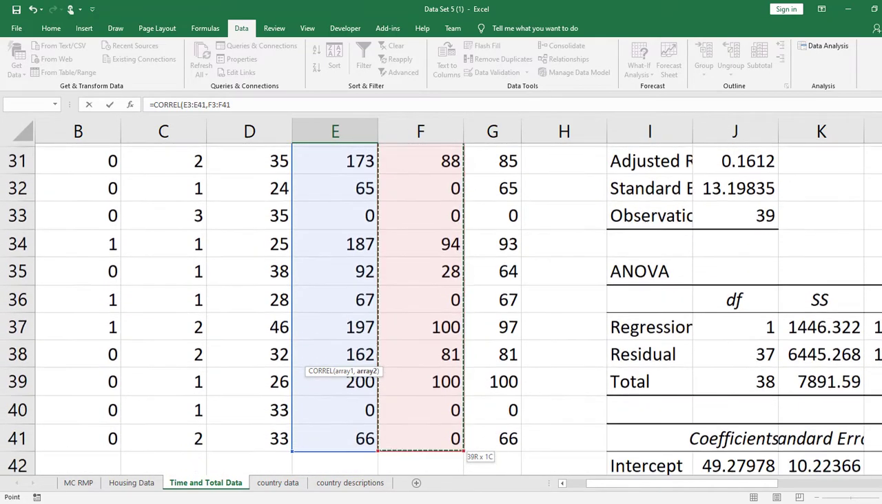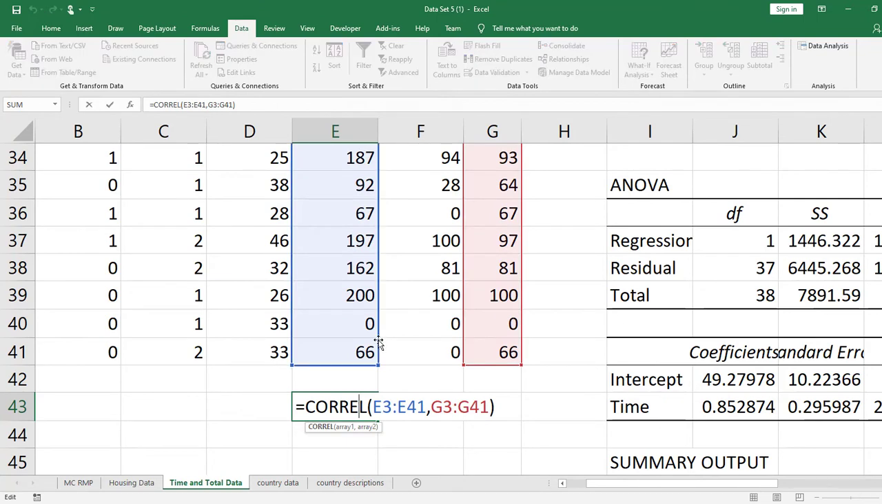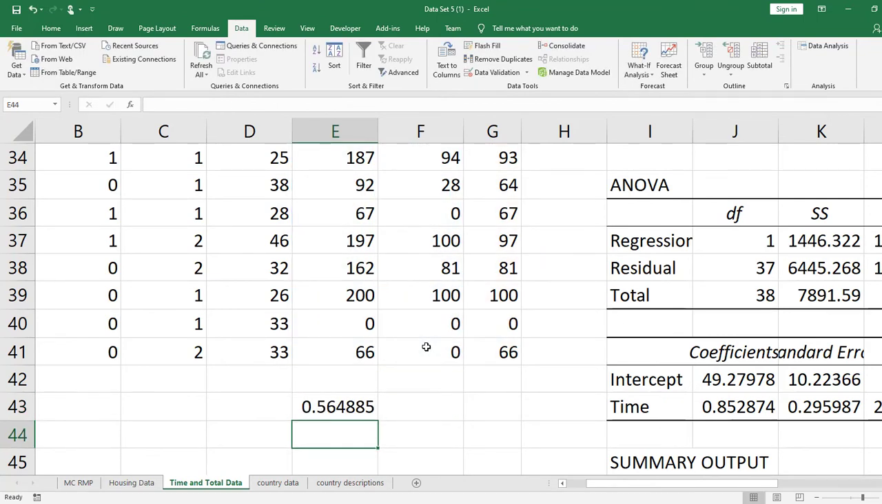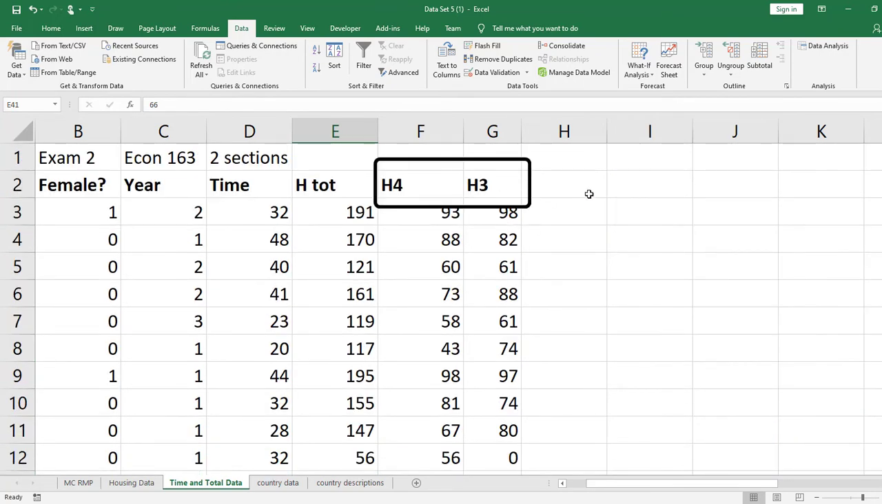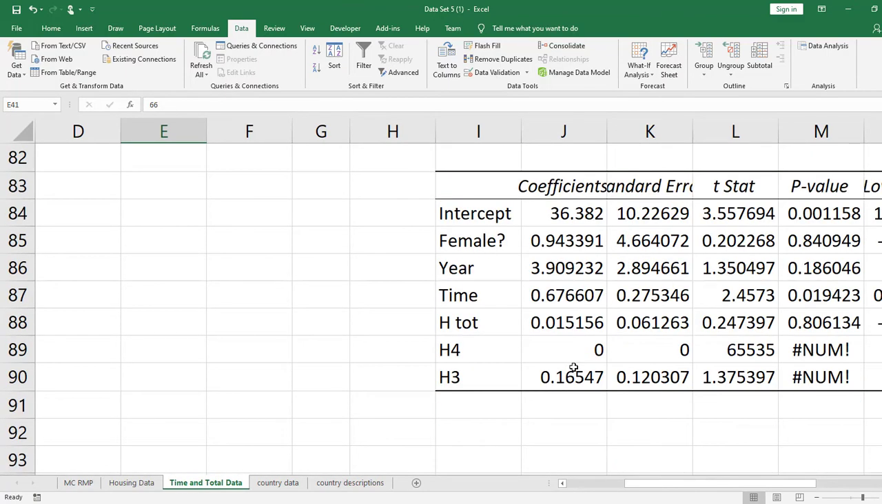Correlation coefficient. That's very high correlation, 0.9. A very high correlation, 0.86. This one, though, isn't as bad, 0.56. That's not highly correlated. But because homework total is determined by adding these two together, naturally, it is highly correlated with any one of those other ones. This is why I dropped one of them. So if we wanted to know which homework was more important, we would not include homework total, because it's so highly correlated with homework 3 and 4. But 3 and 4 are not highly correlated with each other.